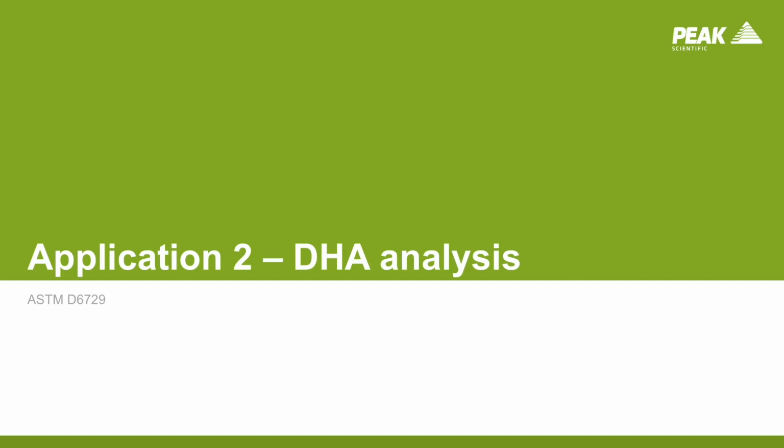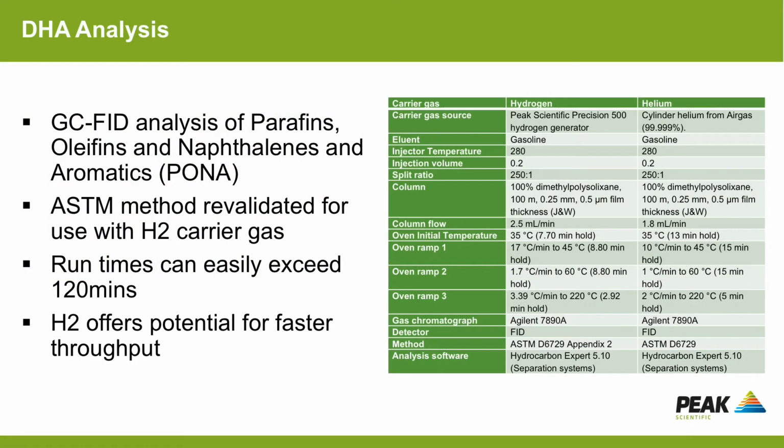So DHA analysis looks at PONA constituents in gasoline. So these are paraffins, olefins, naphthalenes and aromatics. And run times can be quite long, so they can easily exceed 2 hours. And so one of the attractions of using hydrogen for this method is the potential to reduce the analysis time.